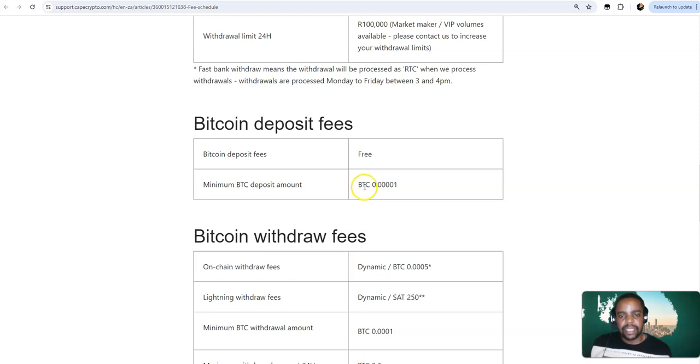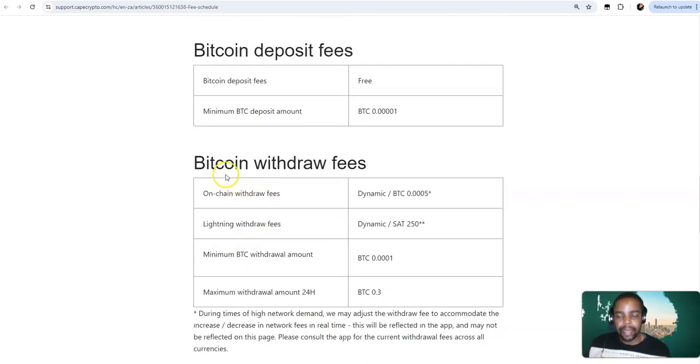Minimum BTC deposit amount is BTC 0. I think this is Bitcent. It's not Bitcoin. They are levels. The lowest unit of Bitcoin is known as Satoshi. This is a Bitcent, 0.004. I'm not sure, but this is a Bitcent unit.